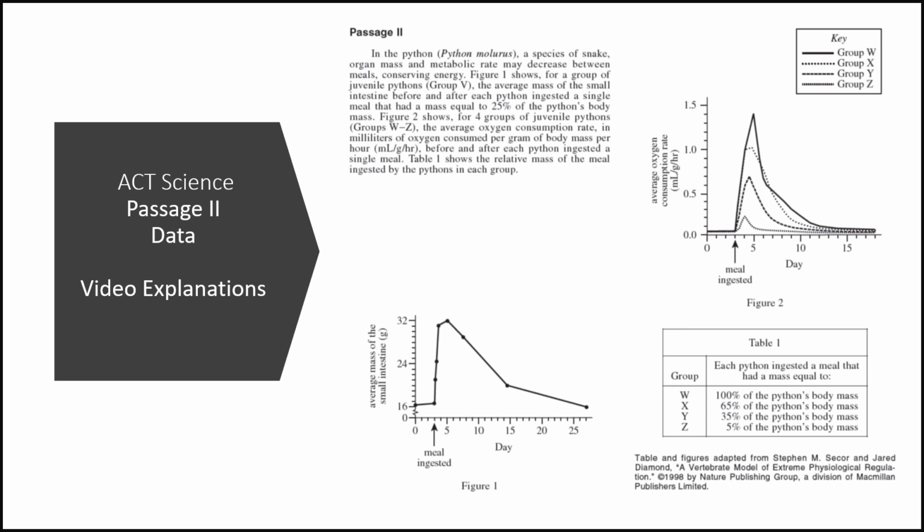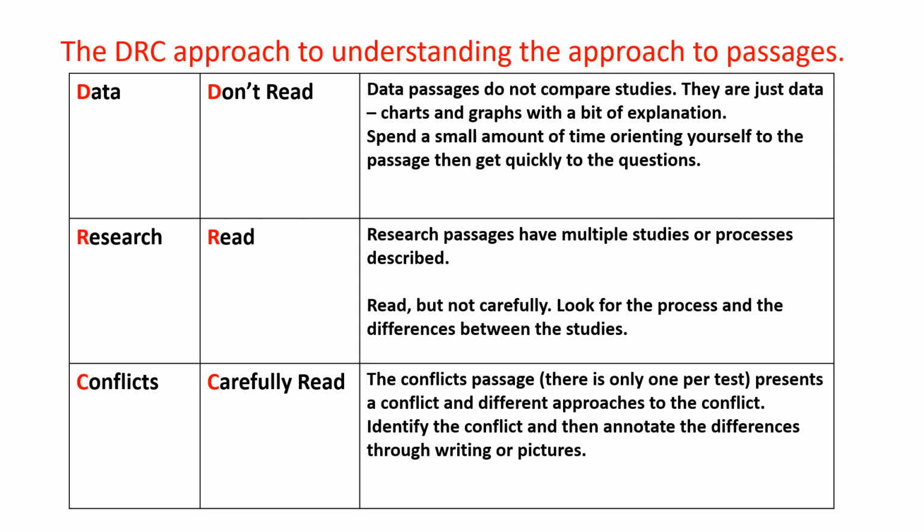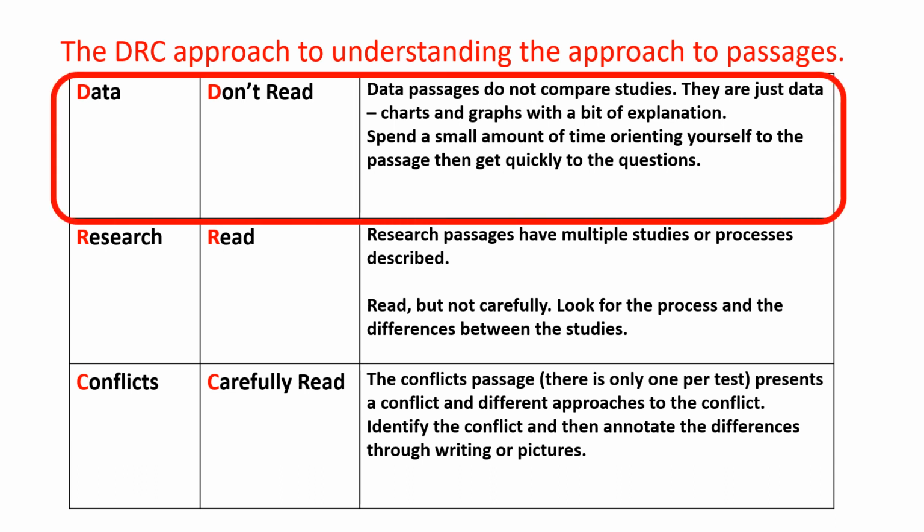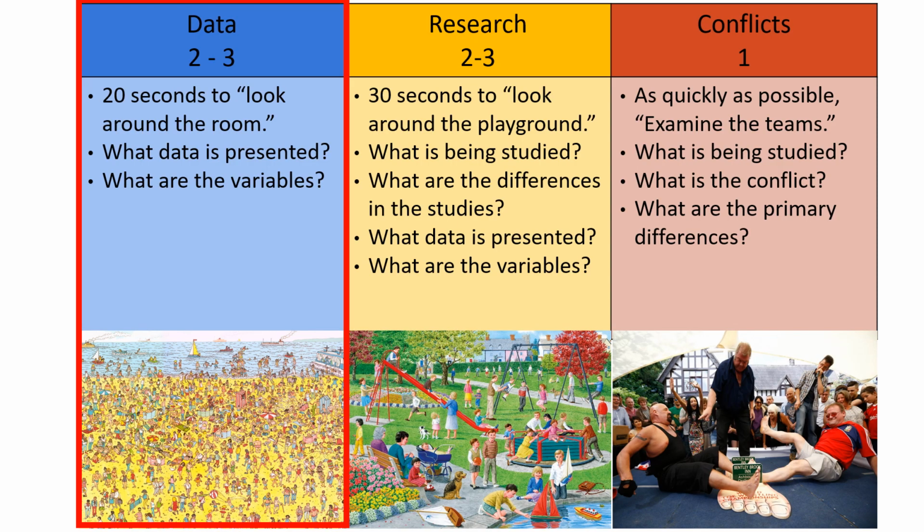This is passage 2. It's a data passage. For our DRC approach, data means don't read. We're just going to quickly glance at the charts and the graphs and then move on to the questions. Just looking around quickly, it's kind of like where's Waldo, see what the quick variables are.